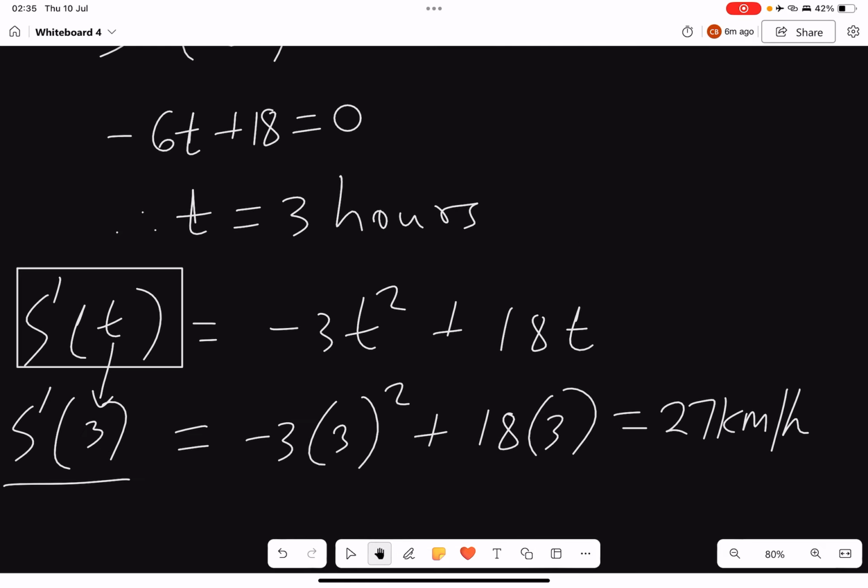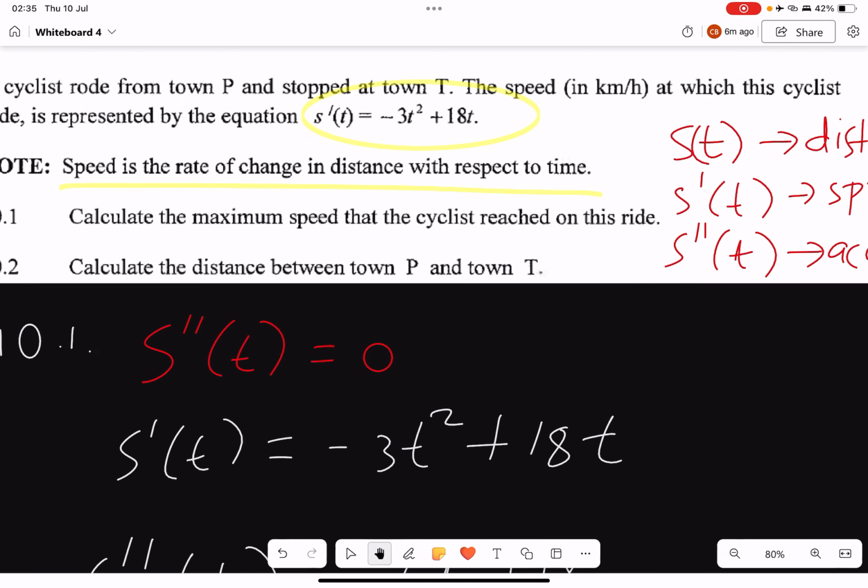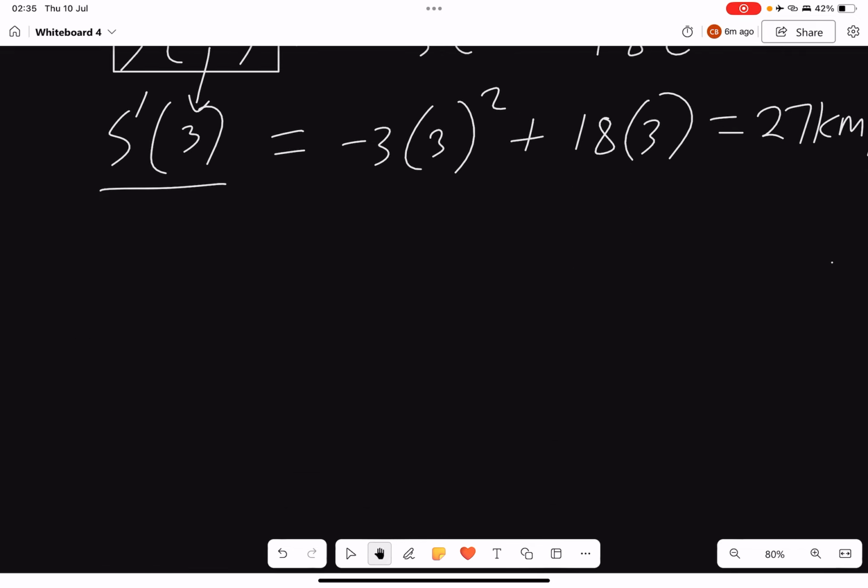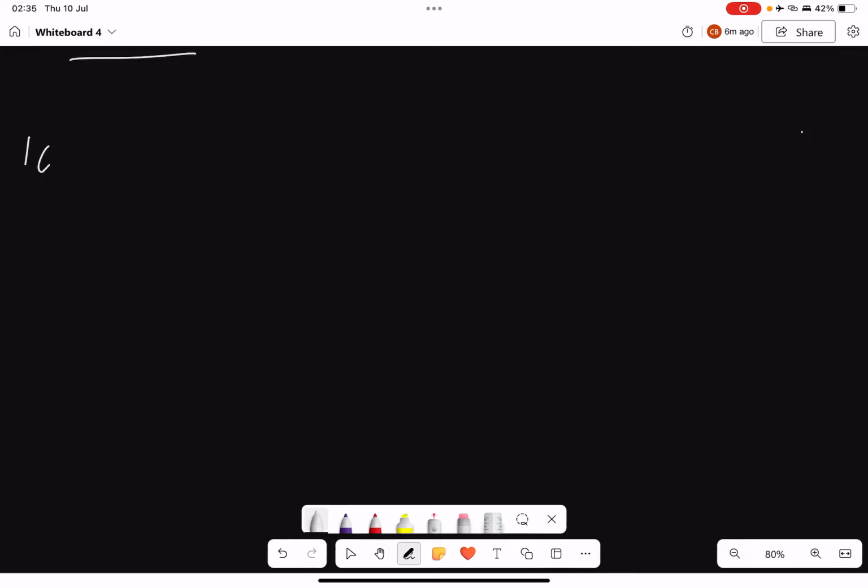Now let's go to 10.2. Let's see what they want us to calculate on 10.2. Calculate the distance between towns P and T. Okay, let's go and analyze that. We need the distance between these two towns that this cyclist is traveling. Now let's find when the cyclist stops. I need to find out after how long the cyclist will stop.